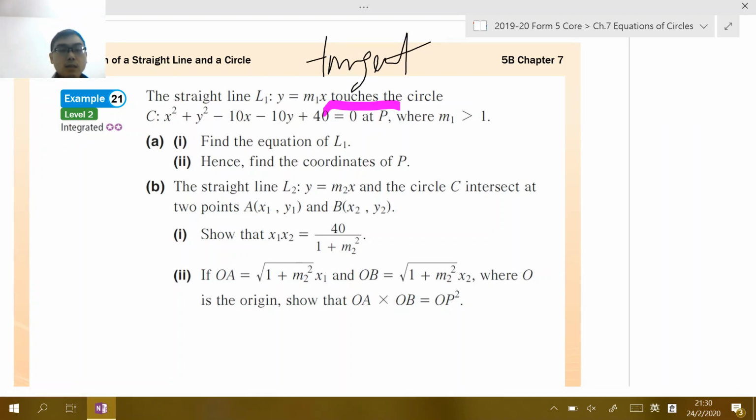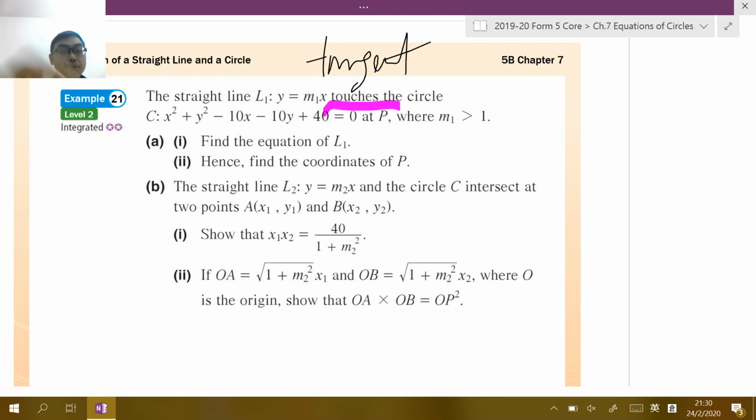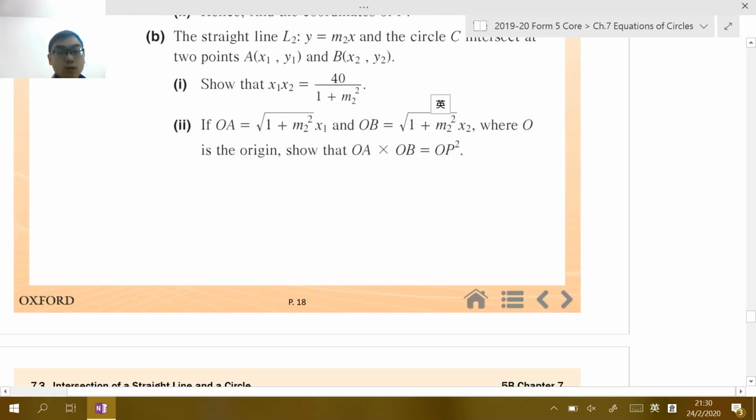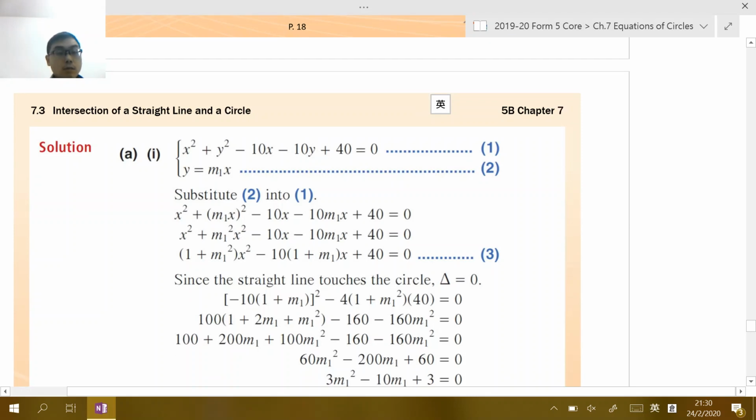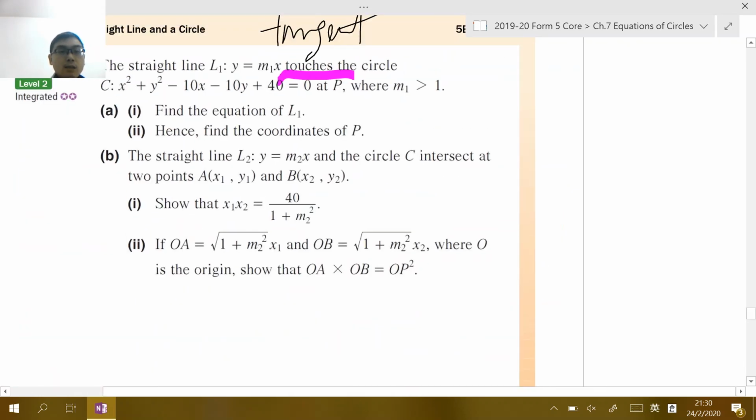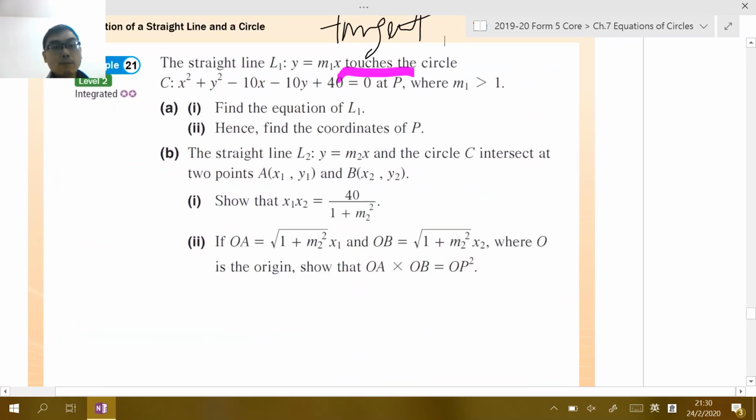In order to do this, whether you do A or B, you just do as usual: substitute the line into the circle, and then simplify. Once again, you may see things will be a little bit complicated because it's quite long here. This time I would like to skip part B, because part B is just an application problem. So I think you can read it by yourself.